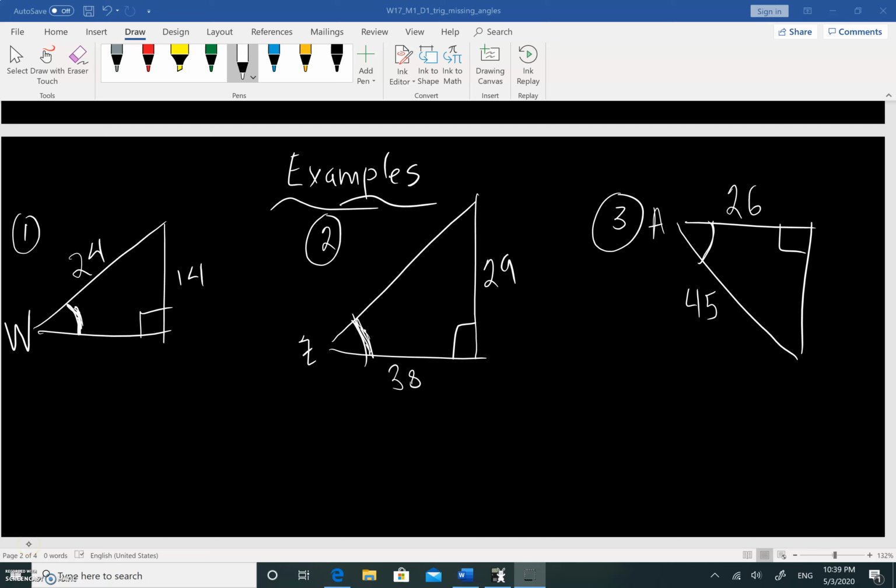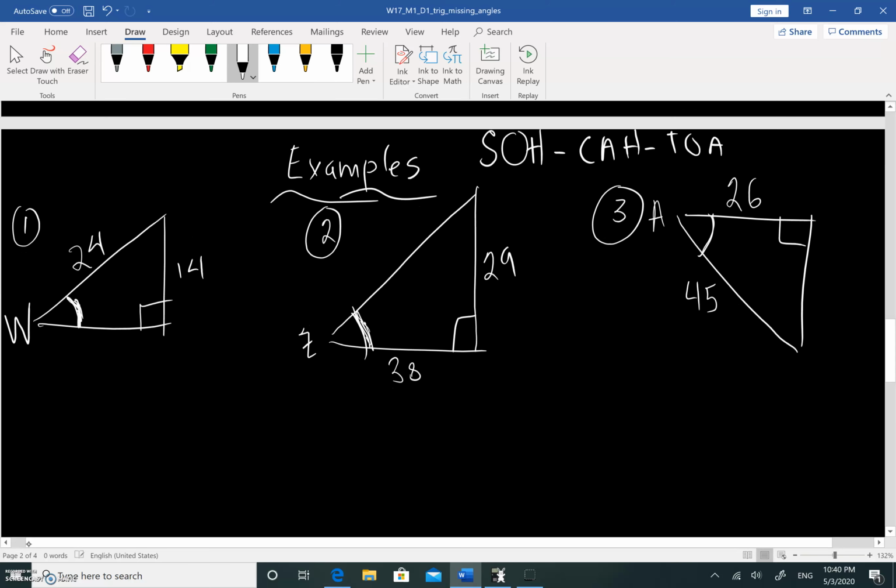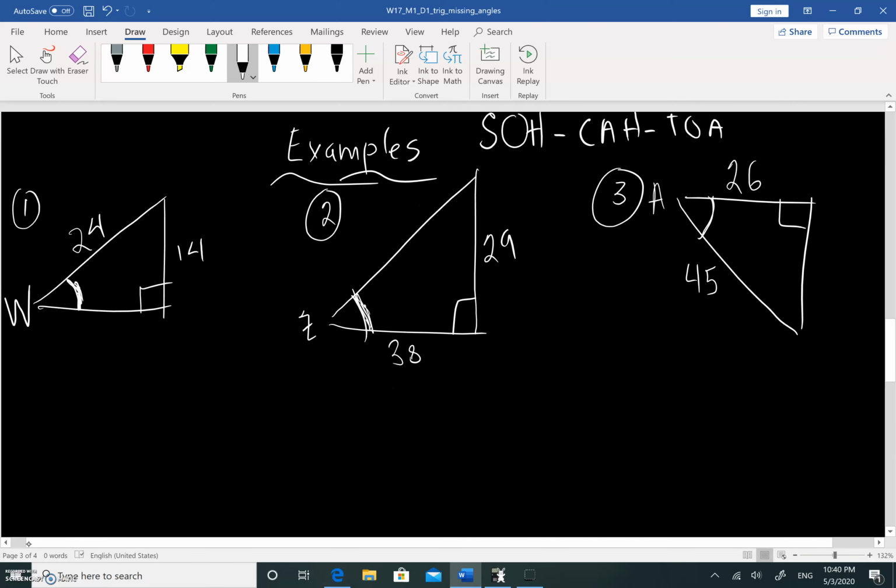Hi guys, so in this video we're going to go over the 3 examples for finding the missing angle using trigonometric ratios. Now before we get started we have to go ahead and write our formulas. So you remember the formulas are SOH, CAH, and then TOA. So those are the 3 trigonometric functions that we're using: sine, cosine, and tangent.